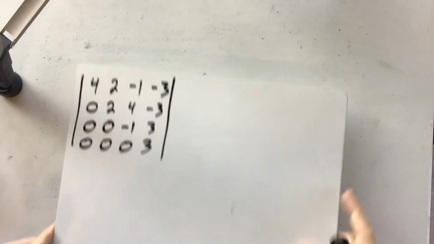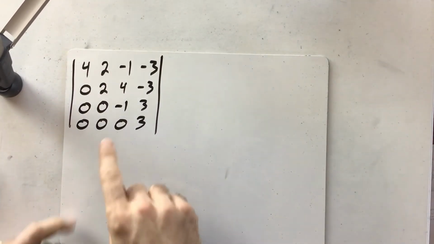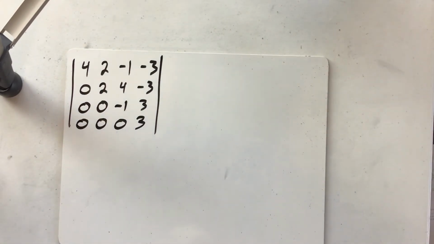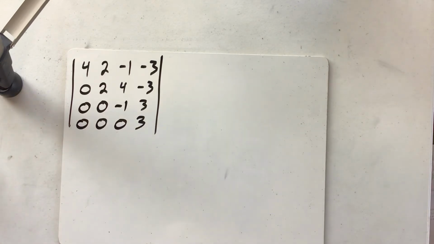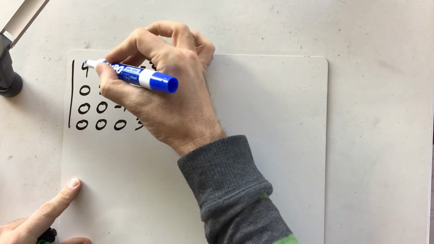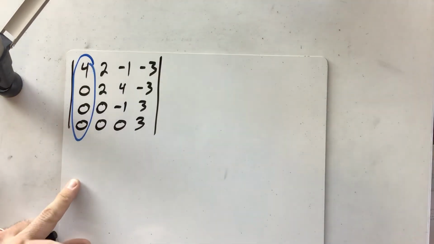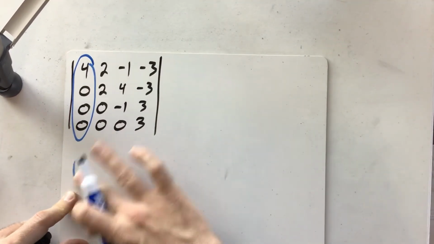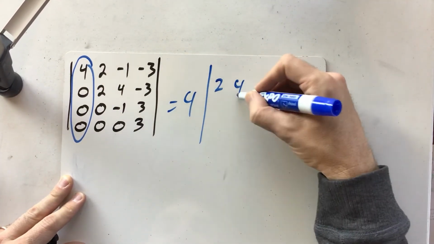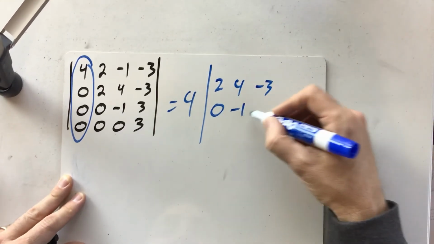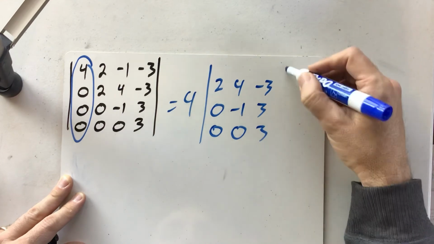Finally, let me just say a quick word as we end this. One reason why we might want diagonal matrices, and what you'll find is triangular matrices. Remember, we learned how to make lower triangular and upper triangular. We did some decompositions. One reason you might want a triangular matrix is the determinant is super, super easy. Because notice, what if I were to do this problem? Well, I would just start with this first column, and I would end up with 4 times the determinant of 2, 4, -3, 0, -1, 3, 0, 0, 3.